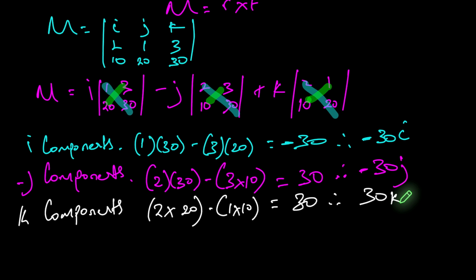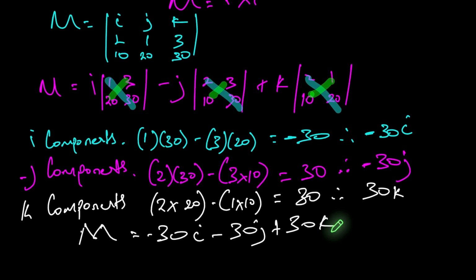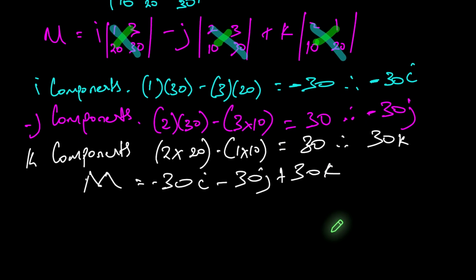So finally, we write the full vector now for the moment. So m, our result for the cross product, is minus 30i minus 30j and plus 30k. And from this we can now extract the answers that we're after. So if we were to extract the moment about the z-axis, because that was one of the questions that we had earlier, these are effectively x, y, and z.